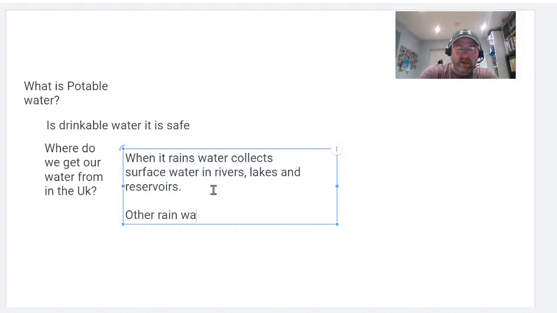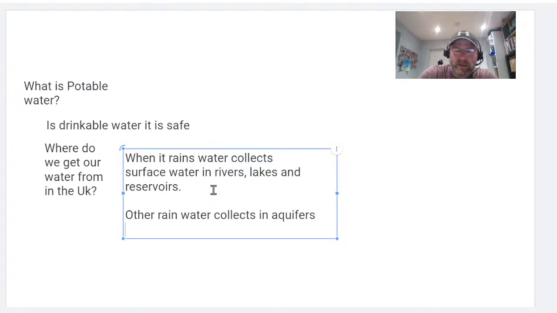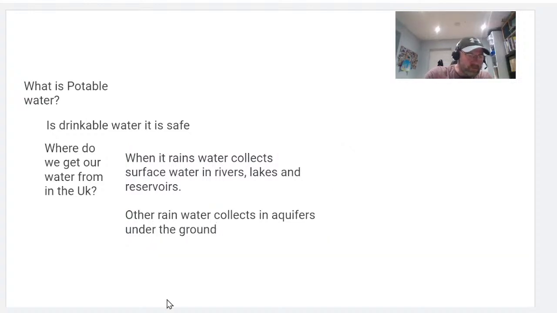Other rainwater collects in aquifers. 2,000 years ago, the Romans learned how to get fresh water from aquifers. So they learned that deep underground there are lakes of water trapped underground, and they drilled down and got that. When you make a well, you lower a bucket down, you're going down to an aquifer. So other rainwater collects in aquifers under the ground. Yeah, groundwater in aquifers.